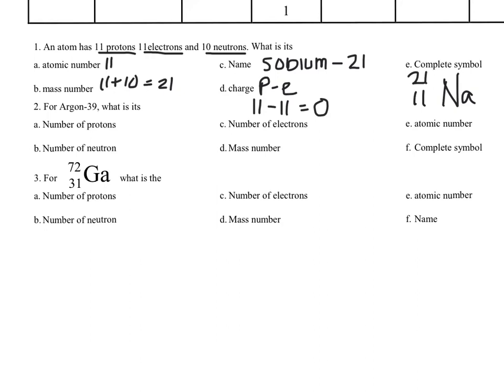All right, try to do the same for all the rest. Kind of crack the code to figure out from the information you're given and the periodic table how you figure out the rest.